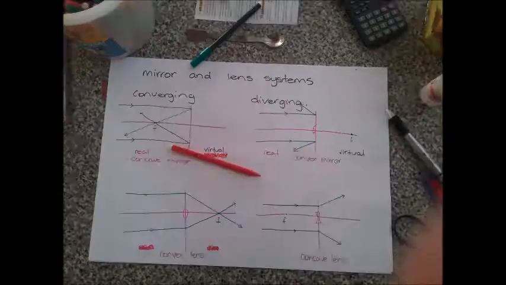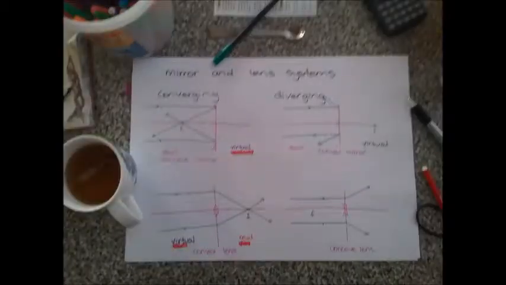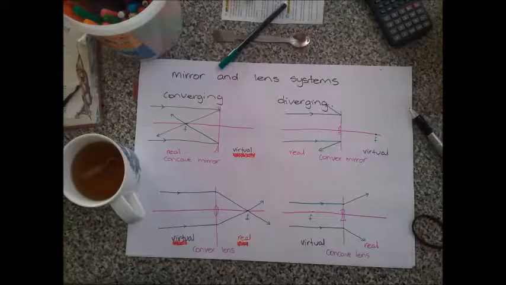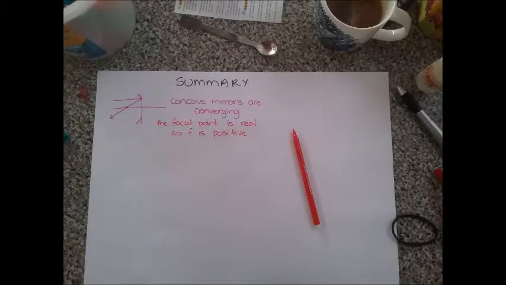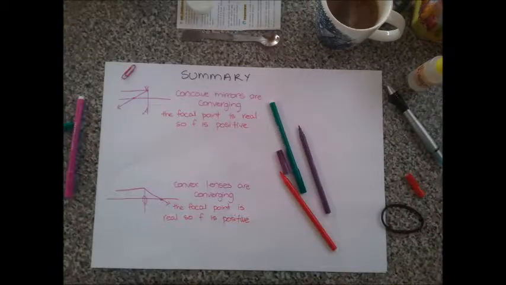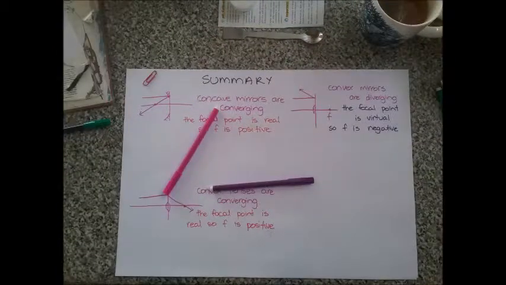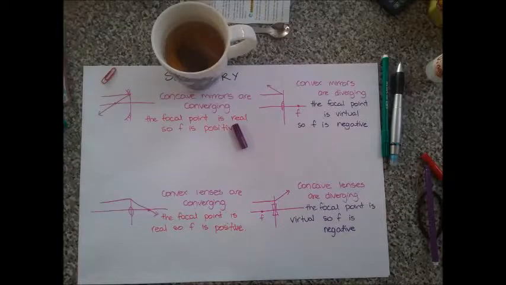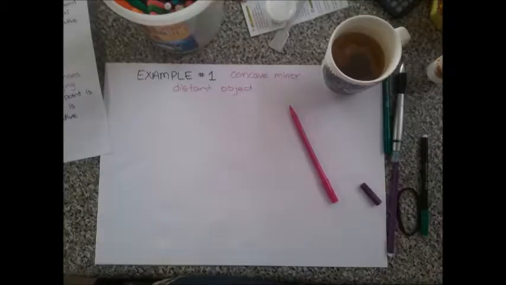which means for a converging mirror or lens system, we can say that the focal point is going to be real. The rays actually do bend through it. It's an actual real focal point. On the other hand, diverging, virtual. So to summarize this section, if we have a concave or converging mirror or lens system, the focal point is going to be positive when we do maths. If we're looking at a diverging mirror system, the focal point is going to be negative.